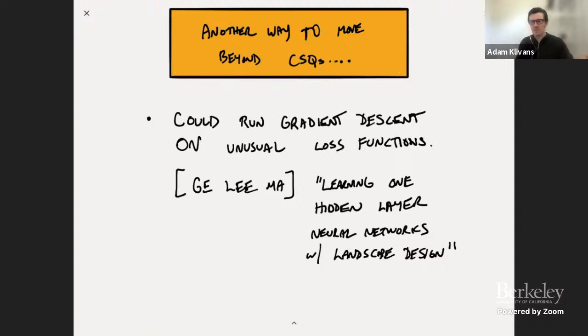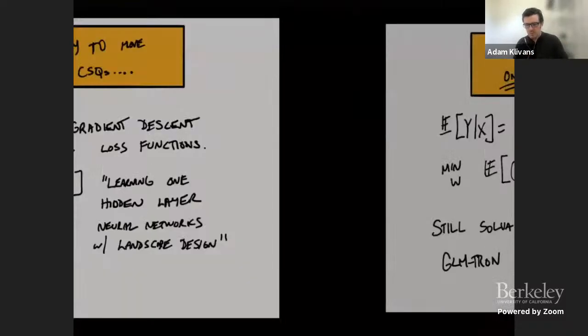They call this landscape design. So you're choosing the loss function in a strange way. So it's suggestive that perhaps there's a whole range of techniques that we could apply to come up with very interesting and novel loss functions to get around the CSQ lower bounds.